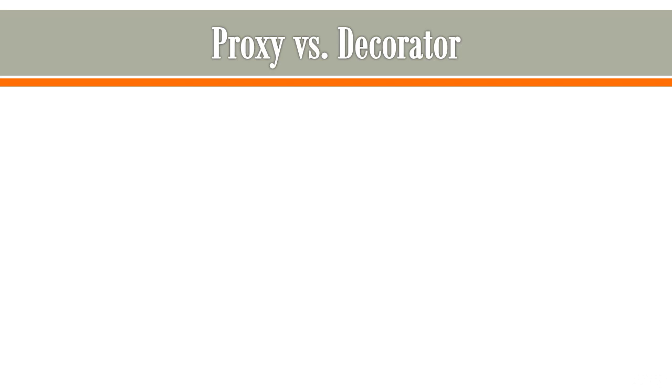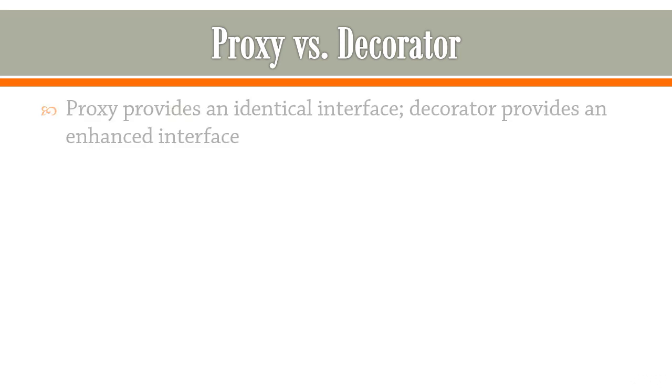So one of the things that's worth mentioning, since a proxy looks a lot like a decorator, is what exactly is the difference between the two. So the differences are as follows. First of all, typically a proxy provides an identical interface to the object that it's proxying things to, whereas the decorator provides an enhanced interface.